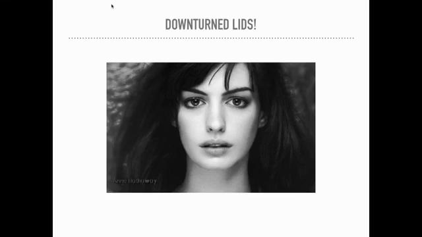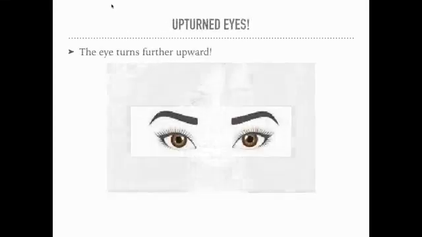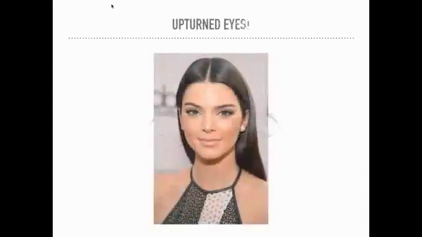Then of course there's the opposite of that one, which is upturned lids, when the eye turns further upward. Literally the exact opposite of downturned lids is upturned eyes. An example of this one is Kendall Jenner. Her eyes have a regular V type shape. Those are upturned eyes. All of these have eyeshadow tricks to go with them, but with upturned eyes, you're going to focus on a lot of shimmer and a lot of cool toned colors.